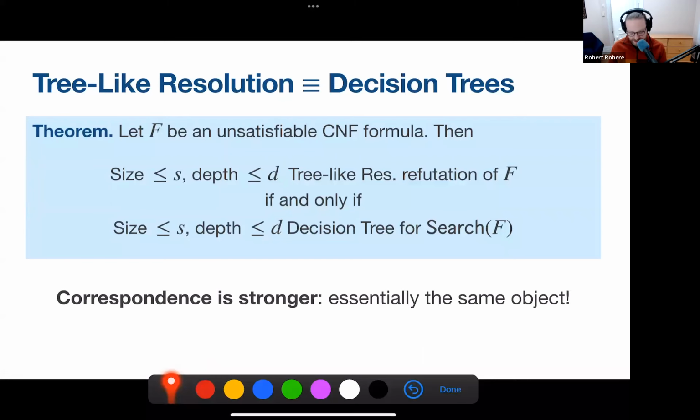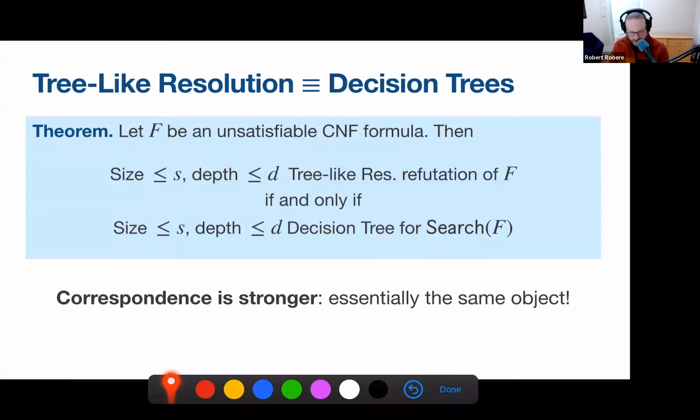So you do this, and this gives you basically this theorem. For any unsatisfiable CNF formula, we have a size S depth D tree-like resolution refutation if and only if we have a size S depth D decision tree for this search problem. And while I can write this down as a theorem, I think the moral is somewhat stronger than this. It's actually saying these are just the same object, right? The decision tree is like the negation of a tree-like resolution proof in some sense, right?